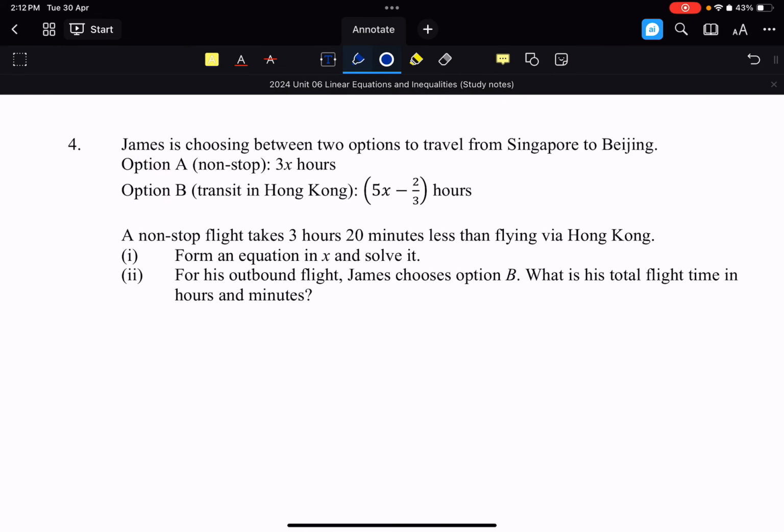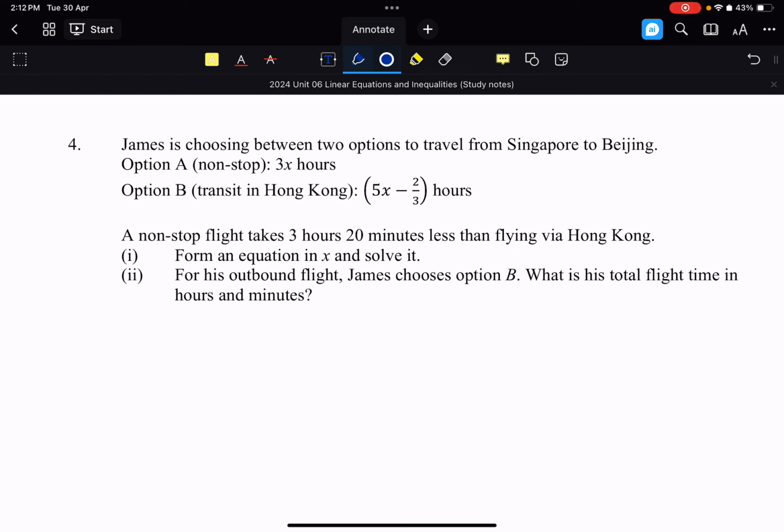Alright, next one, we have James. James is choosing between two options to travel from Singapore to Beijing. Option A, option B, it's listed there on your screen. A non-stop flight takes 3 hours 20 minutes less than flying via Hong Kong. So form an equation and solve it.